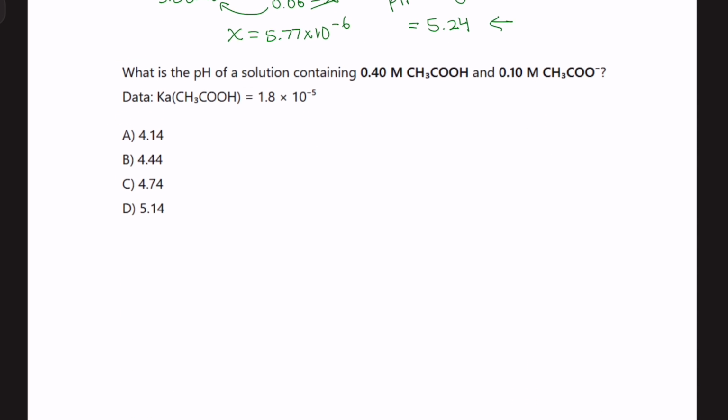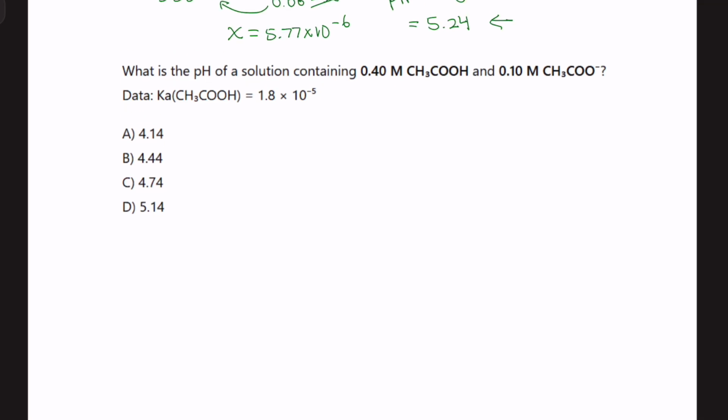So now question 2: what is the pH of a solution containing 0.4 M acetic acid and 0.1 M acetate? And we're given the Ka value. So what I'm noticing first is that these are conjugates. So I know that this is going to be a buffer solution, so I can use the Henderson-Hasselbalch equation.